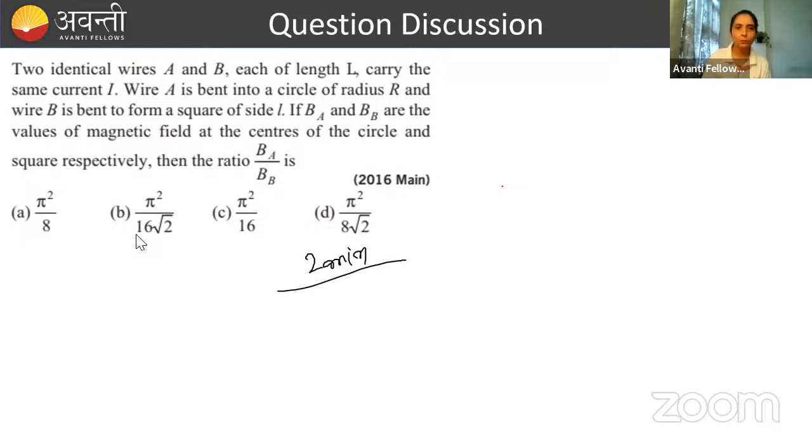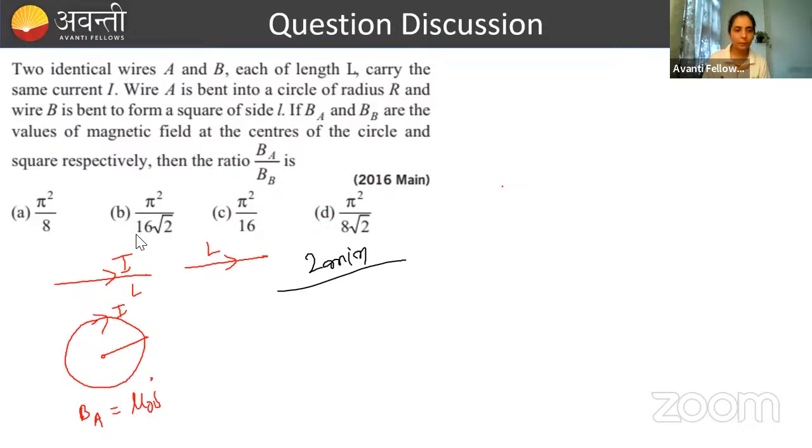Chalo, theek hai. So यहाँ पे two identical wires A and B, each of length L, carry the same current I. ठीक है, we have two wires carrying current I, and both these wires have the same length L. One wire of length L is bent to form a circle, done, and the magnetic field at its center is written as BA. So what will be the value of BA? Mu naught I by 2R, क्योंकि current will be I only. What will be the value of the radius of this loop? That we need to calculate. And here, what will be the shape? Here we are bending it to form a square.